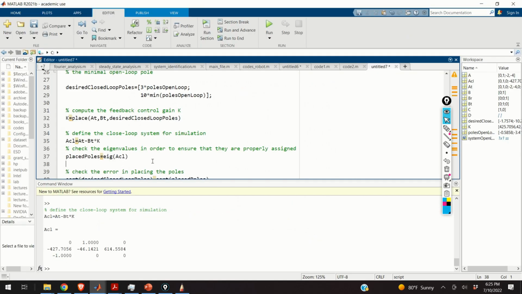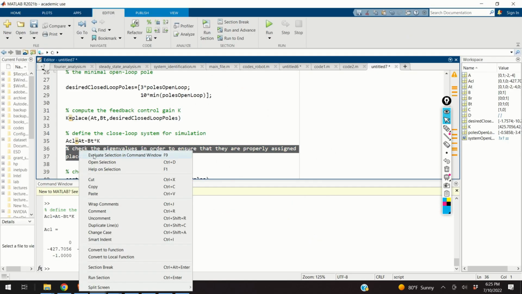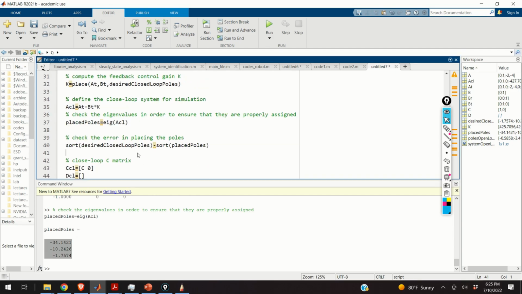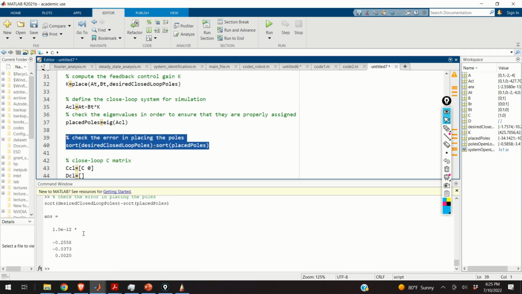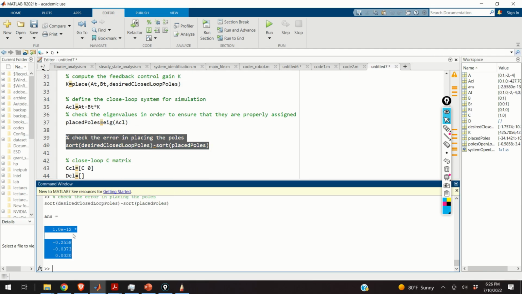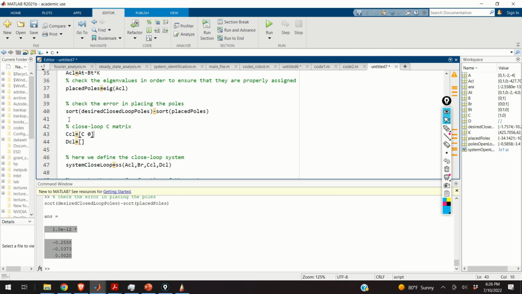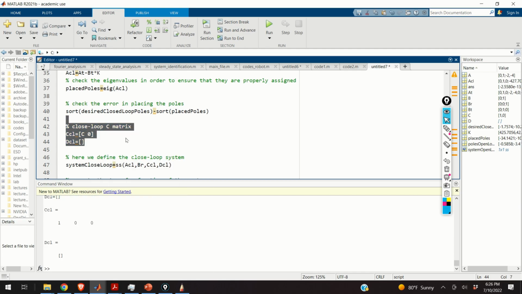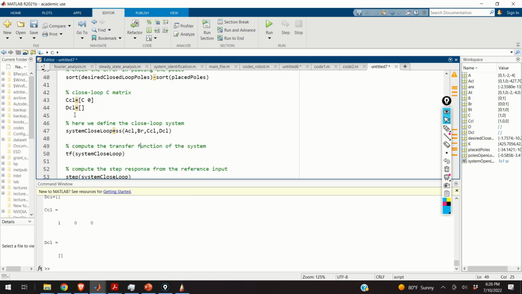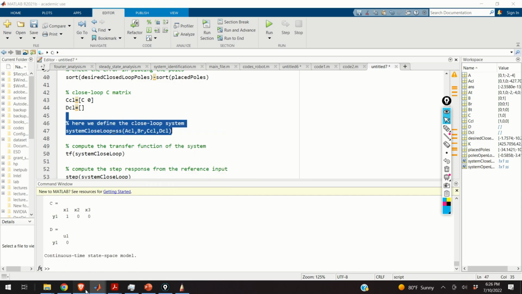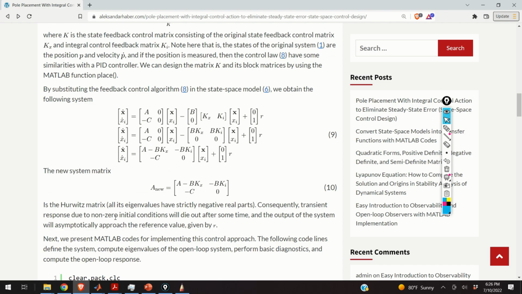Now, let us check the placed poles. It's a good practice, and here are our placed poles, and let's compare them with the desired poles. I see a very good result. I see that the error in placement is very small, in the order of numerical precision. Next, I define the closed loop matrix C. And finally, we define a closed loop state space model. Basically, we define this system.